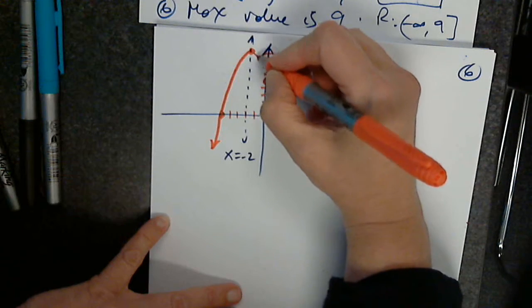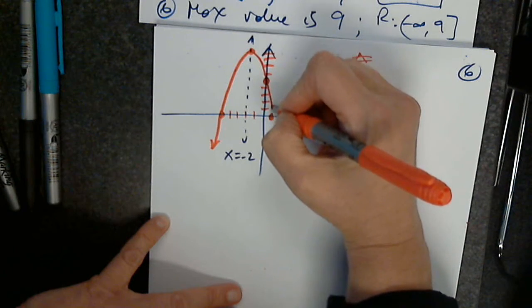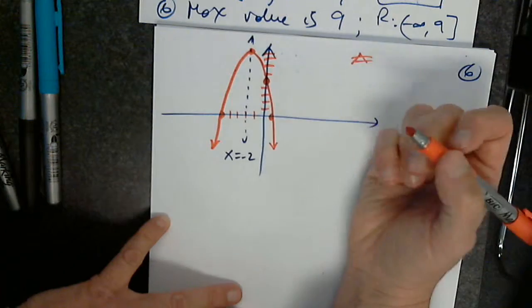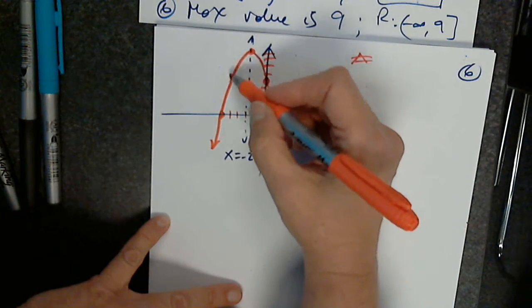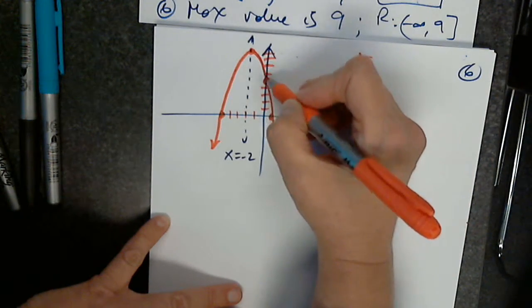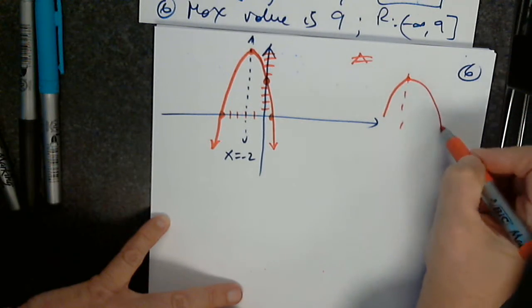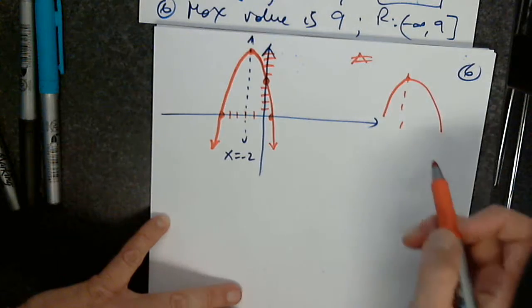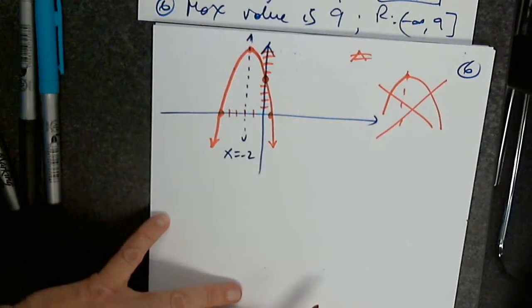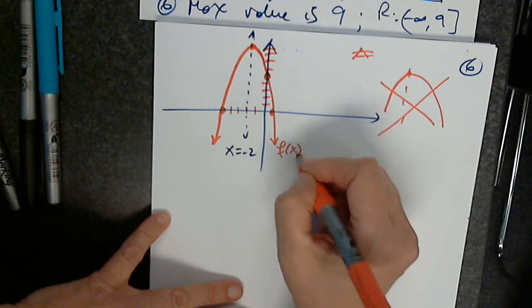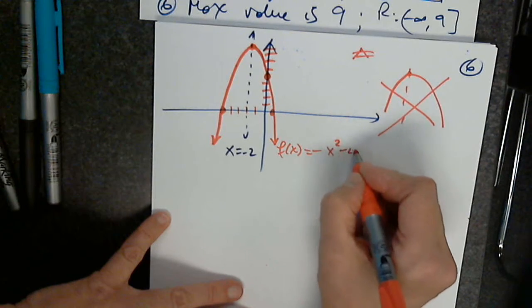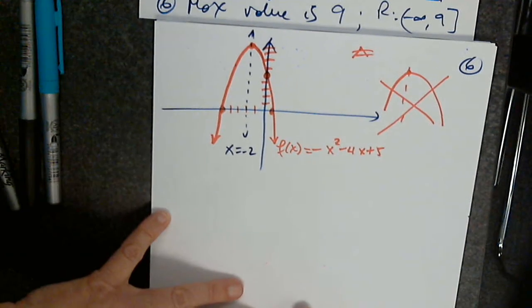In my graph, you will notice the 2 sides are not perfect. For example, this one is a little bit more curved than this one, but that's okay. At least I didn't graph something like this. So this is the graph of f(x) = -x² - 4x + 5.